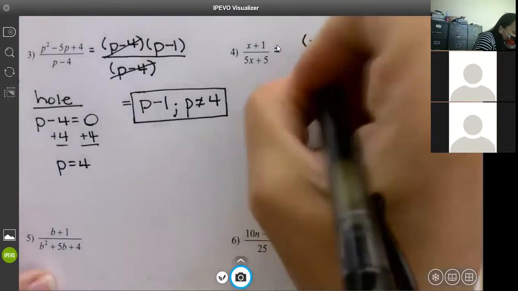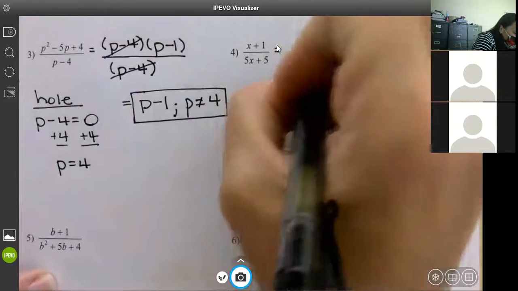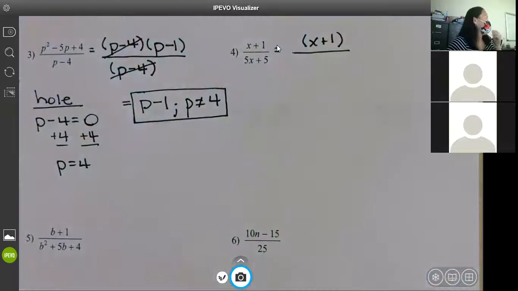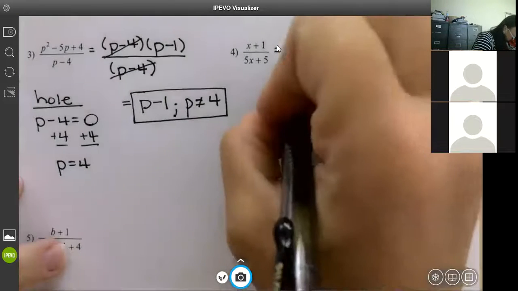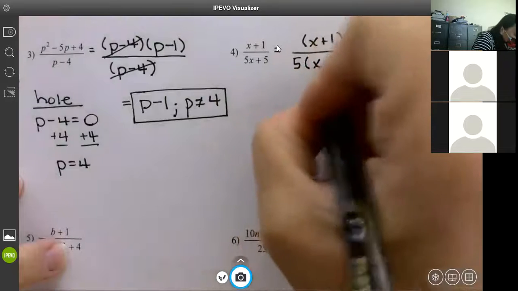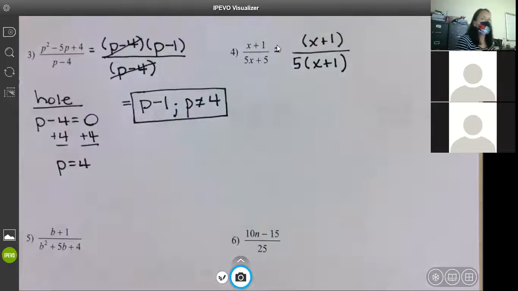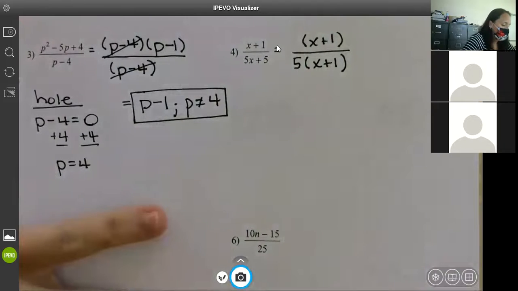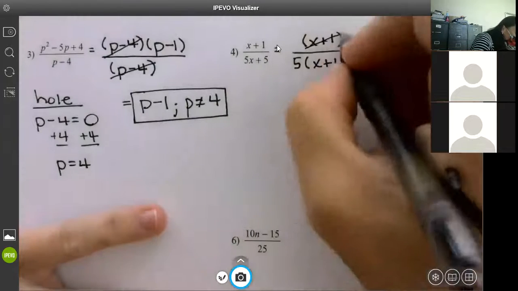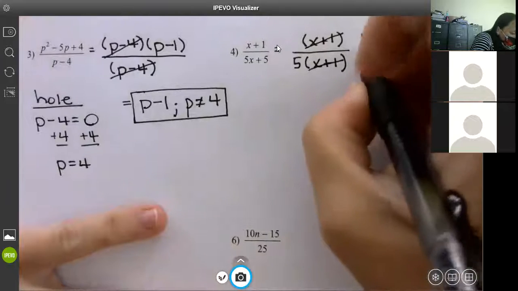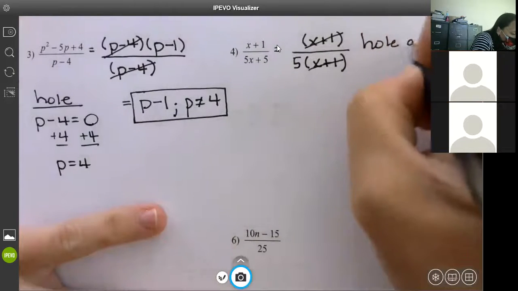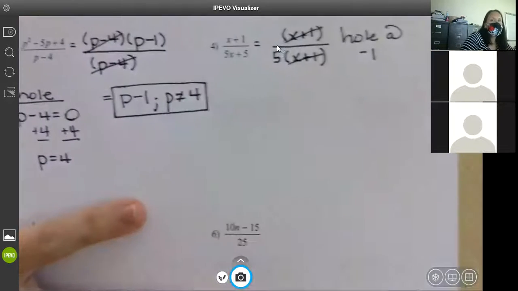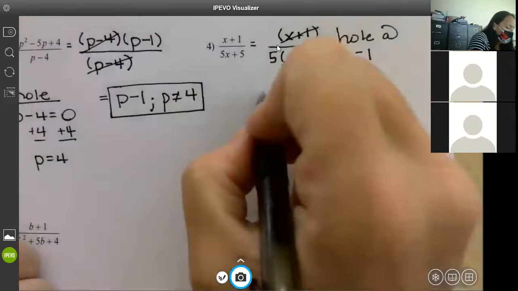No, so leave it alone, and again, I'm going to write it in parentheses so that you understand you cannot take it away unless it's something that looks exactly like that. What about the bottom? What can I do? Take out a 5, leaves me with x plus 1. Everybody okay? What do you notice? So that means we have a hole where? A hole at -1.